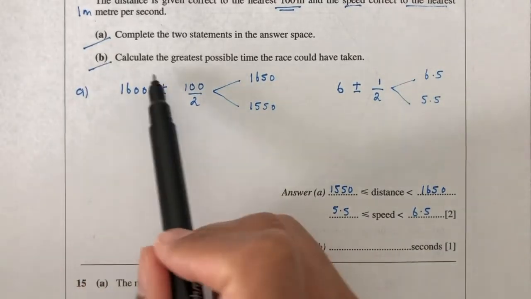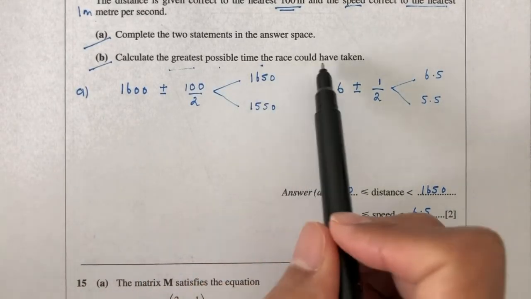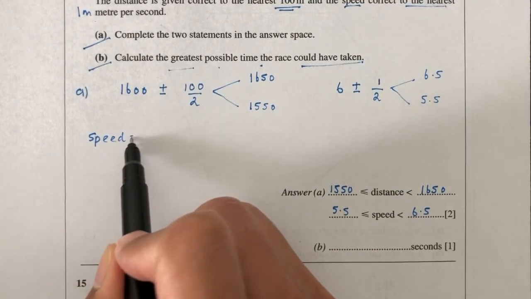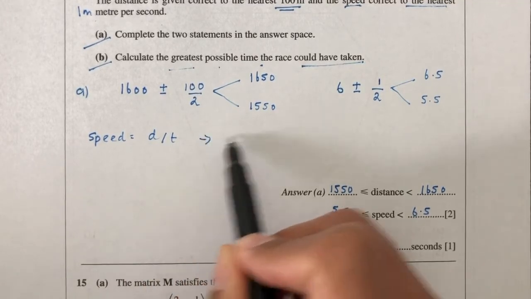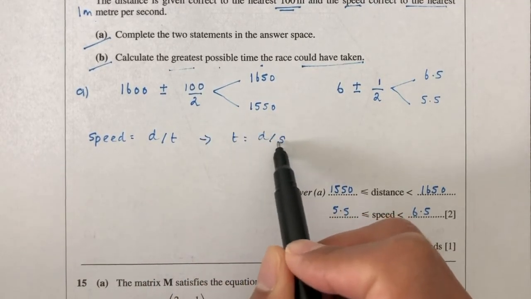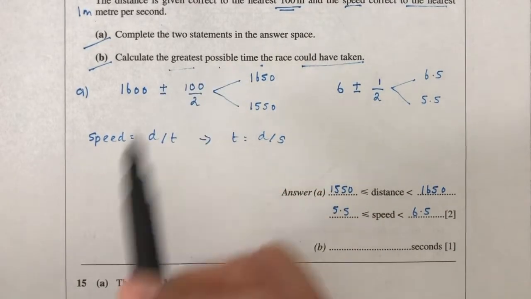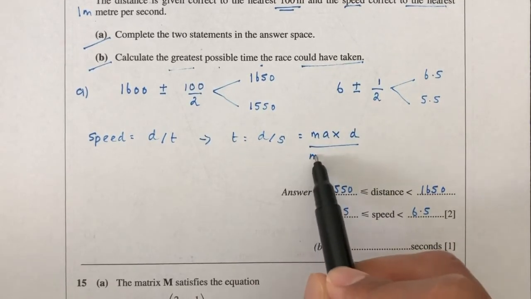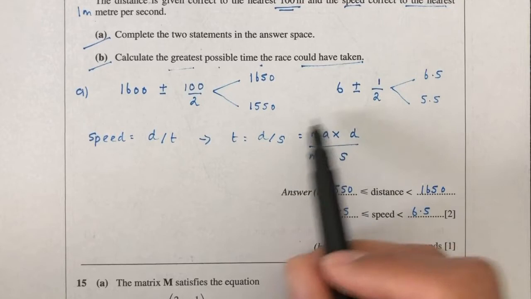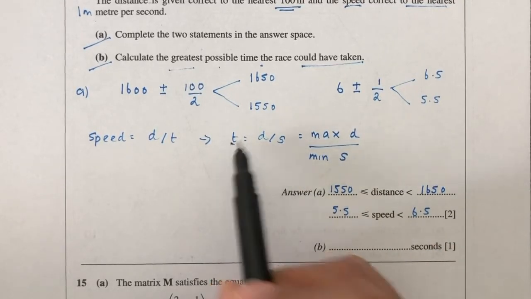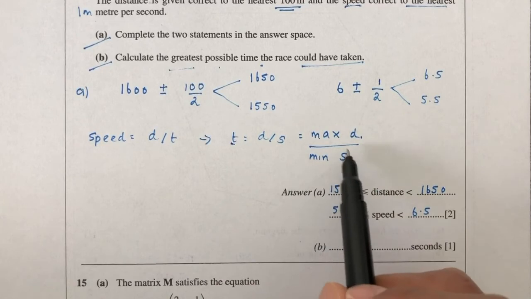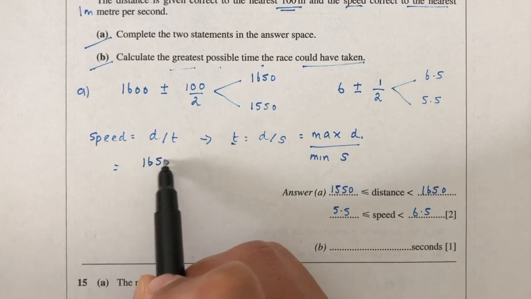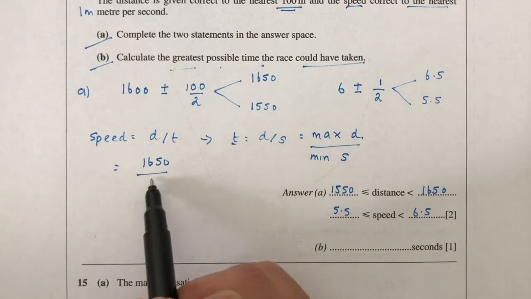Now for part B, calculate the greatest possible time the race would have taken. So how do you find time? As you know, speed is equal to distance divided by time. So from this we know time equals distance divided by speed. Now to find the maximum time, you have to take the maximum distance divided by the minimum speed. I hope that makes sense. Let's do that. The max distance here will be 1650 and the minimum speed will be 5.5.